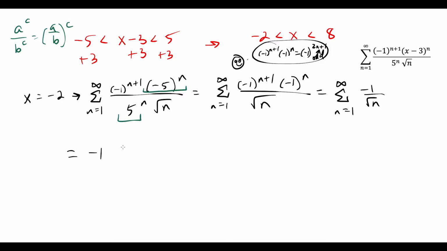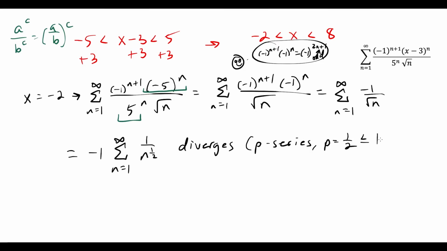So this is going to be negative 1 over root n, and if we factor out that negative, this is negative 1 times the series from n equals 1 to infinity of 1 over n to the 1/2 power. And this is a divergent p-series. So this series diverges. And how do we know? Because it's a p-series where the exponent 1/2 is less than or equal to 1. So this is not going to be included in our interval of convergence. x equals negative 2 is not part of the interval.